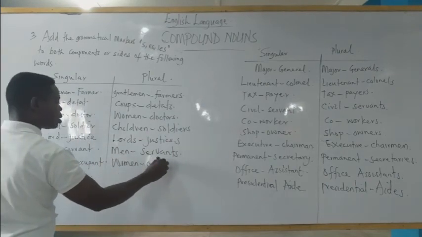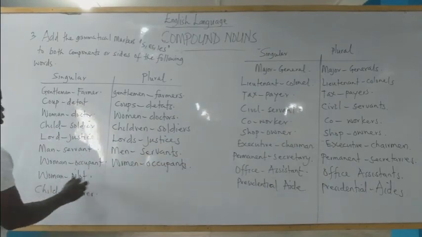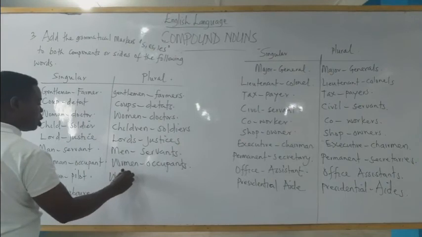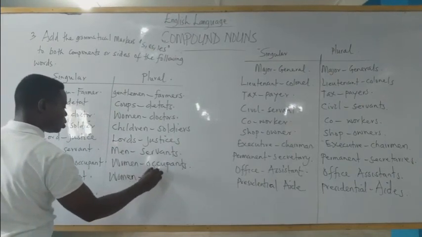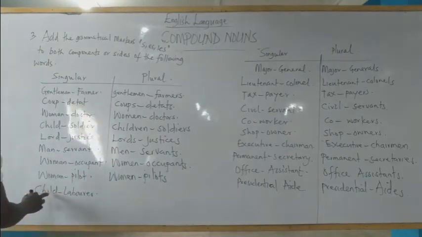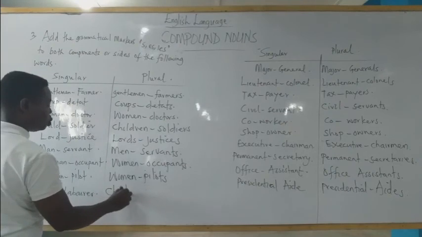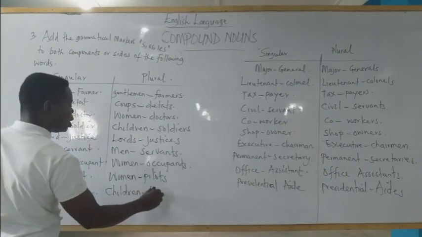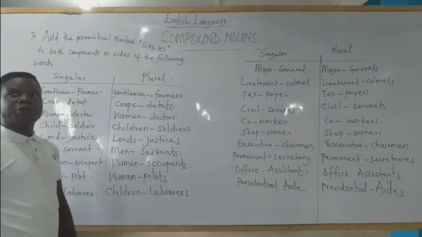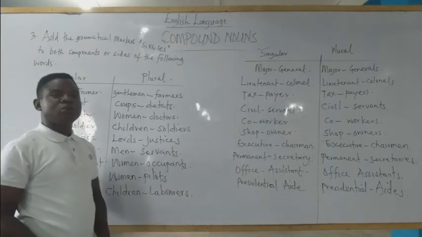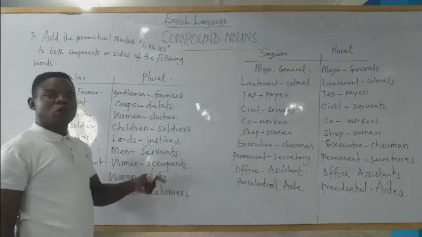Woman occupant in plural form becomes what? Women occupants. Yes. Then we have woman pilot, also becomes what? Women pilots. And then lastly, we have child laborer, and in plural form that becomes what? Children laborers. Yes. This is the third formation of compound nouns, the third rule in the formation of compound nouns.